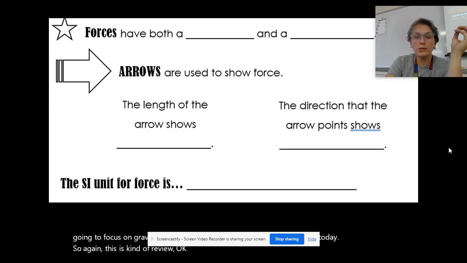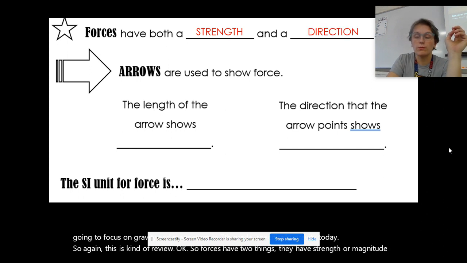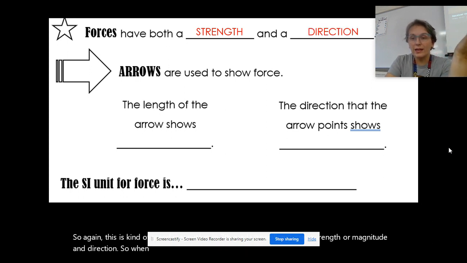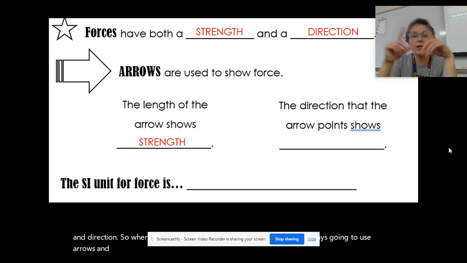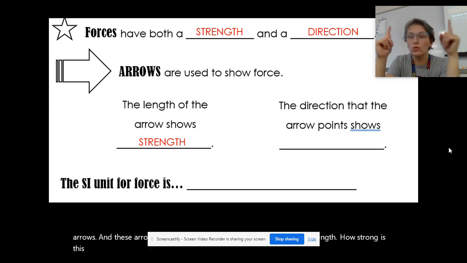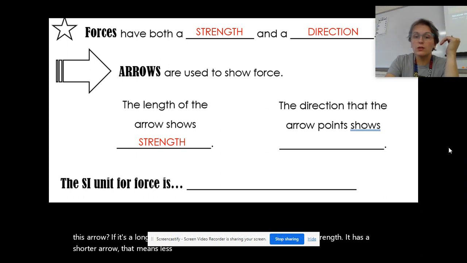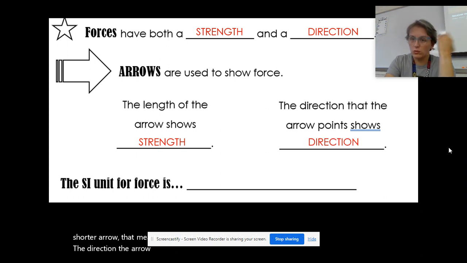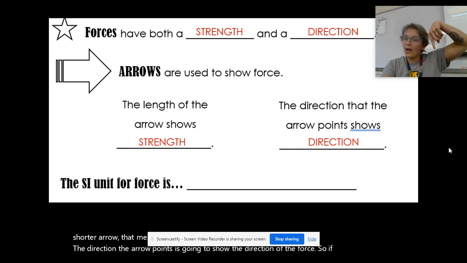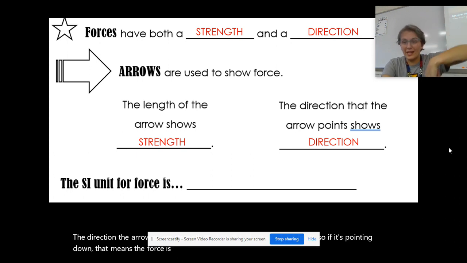Okay. So forces have two things. They have strength, or magnitude, and direction. So when we are representing forces in a diagram, we're always going to use arrows. And the length of the arrow is going to show the strength. How strong is this force? If it's a longer arrow, that means it's going to have more strength. If it has a shorter arrow, that means less strength. The direction the arrow points is going to show the direction of the force. So if it's pointing down, that means the force is being pushed down.